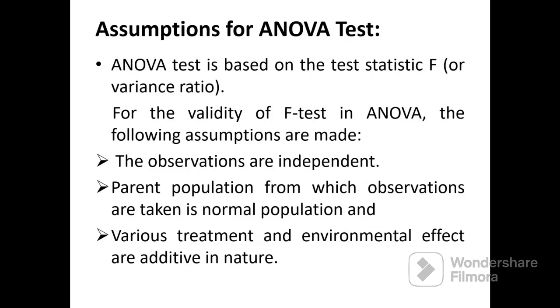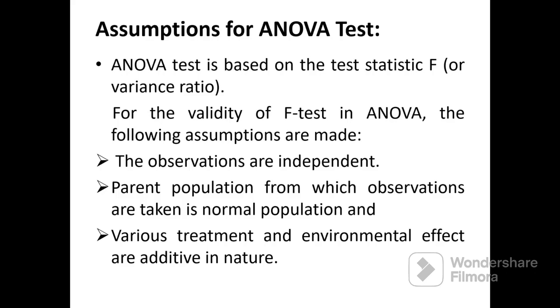And certain kinds of assumptions should be fulfilled. If they are not fulfilled, then we cannot go for this particular ANOVA test. So the first assumption is that the observations are independent, and the second assumption is that the parent population from which observations are taken is normal. A normal population from which we will be taking one sample. All this calculation regarding ANOVA will be based on the sample only. We are not considering the whole population.